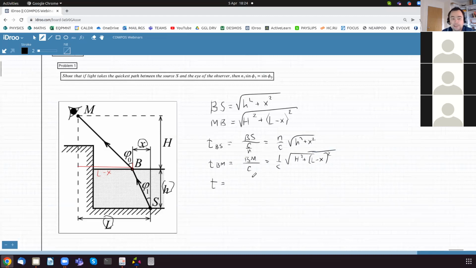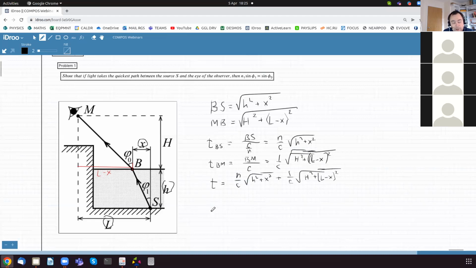Does everything make sense so far? Is there anyone who's lost? Okay, good to hear. So we add the times: n divided by c times the square root of h squared plus x squared, plus 1 over c times the square root of h squared plus (L minus x) squared.